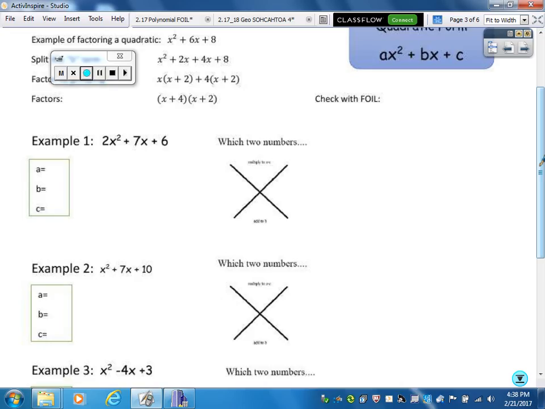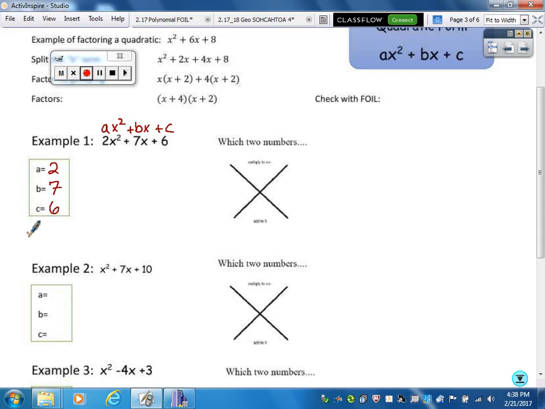So take a look at our first example. Remember your quadratic form that we were talking about, ax squared plus bx plus c. The first thing you should do is pull out what a, b, and c are, what numbers they are. So a is in front of the x squared, so 2 in this one. b is in front of the x, which is the 7. And then our c down here is 6.